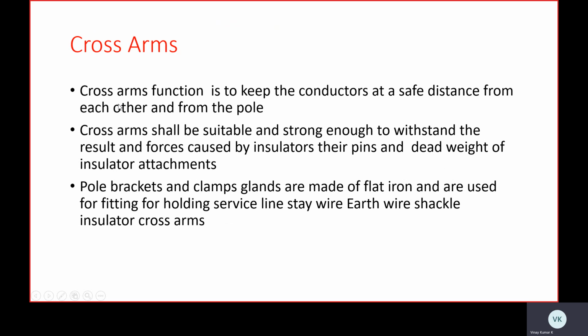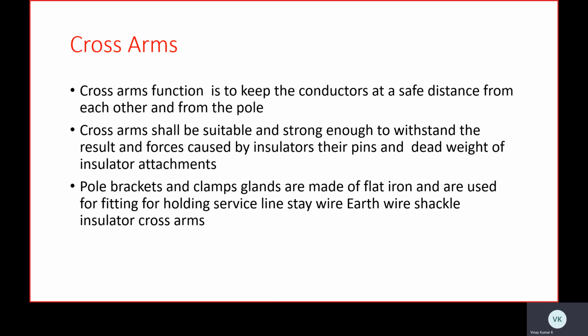The next thing is cross arms. What is meant by cross arms? The main function of a cross arm is to keep the conductors at a safe distance from each other and from the pole. So these cross arms are used for keeping a safe distance between the pole and the conductors.